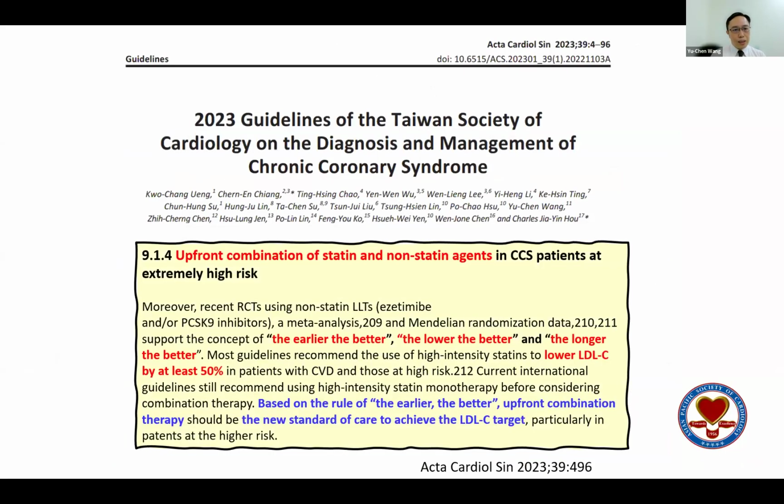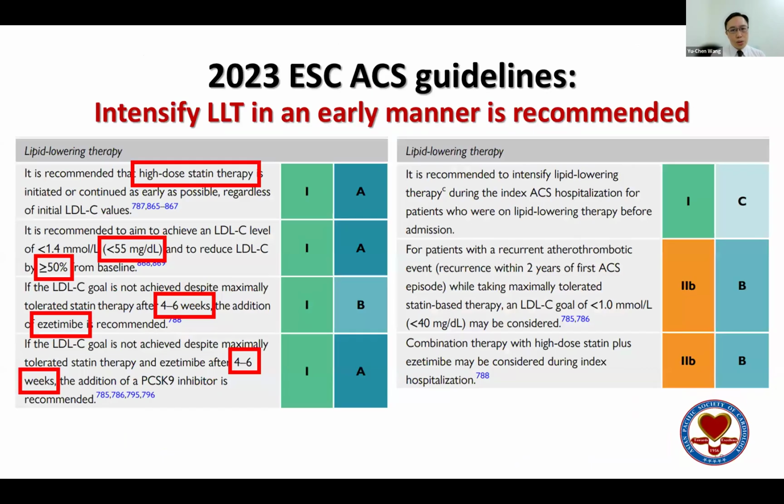Similarly, the 2023 Taiwan CSIS guideline also endorsed the concepts of the earlier the better, the lower the better, and the longer the better. It also endorsed upfront combination therapy of statin with non-statin agents in CSIS patients at extremely high risk. The 2023 ESC ACS guideline also emphasized the importance of lowering LDL cholesterol levels to less than 55 and reducing LDL cholesterol level by more than 50% from baseline in high risk groups.